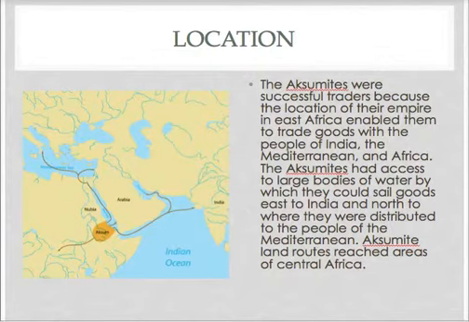to trade with. And they could go inland up the Nile River and along those trade routes to trade with other countries in Africa. The Aksumites had access to large bodies of water by which they could sail goods east to India and north to where they were distributed to the people of the Mediterranean. Like we just discussed, Aksumite land routes reached areas of Central Africa.